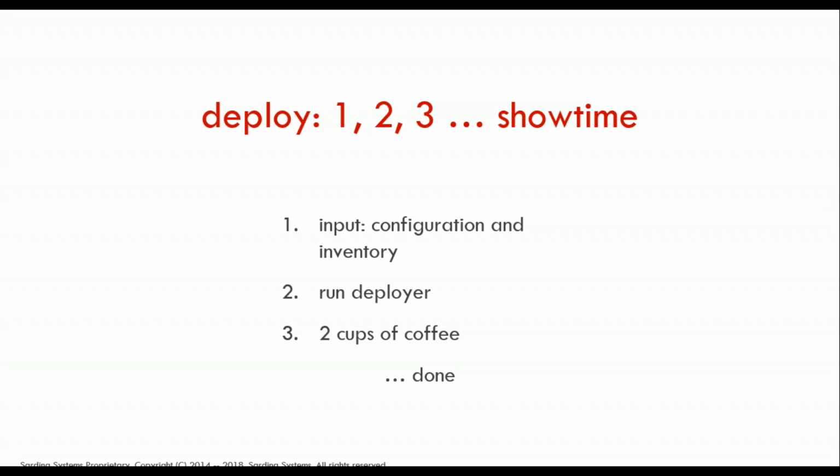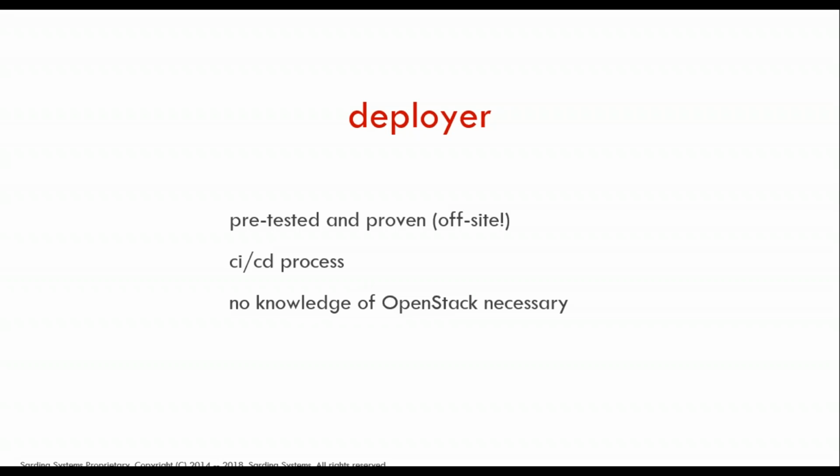So we have input, which is the configuration and inventory files, run the deployer, add 2 cups of coffee, and we're done. That's the whole objective of making it dead easy. So from concept into reality, how do we achieve this? Config file, run deployer, and add 2 cups of coffee.